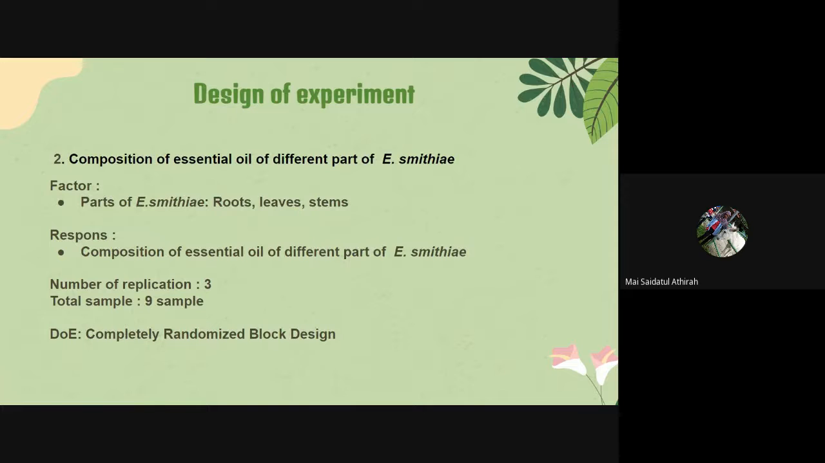For the second experiment, there is only 1 factor involved, which is part of E. smithii. The response is the composition of essential oil of different parts of E. smithii. The number of replication is 3, so the total sample will be 9. And the DOE that will be used is completely randomized block design.